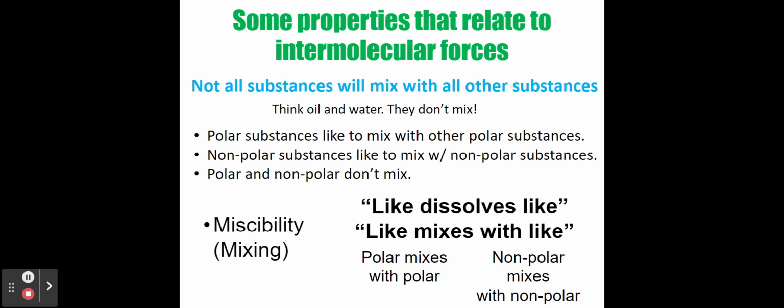And the answer to that is, do they have the same intermolecular forces? Are they polar? If they're both polar, they will mix together. If they're both nonpolar, they will mix together. If one is polar, the other is nonpolar, they're not going to mix together. So let's look at some examples.